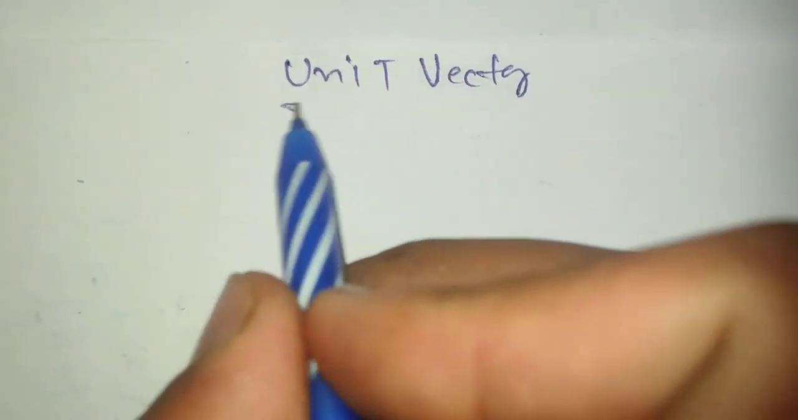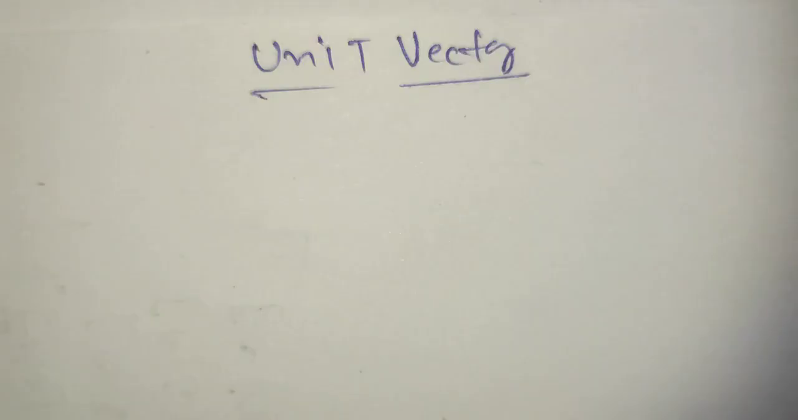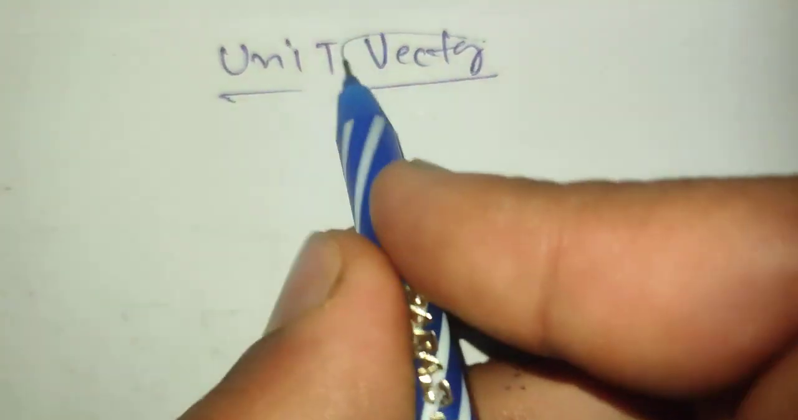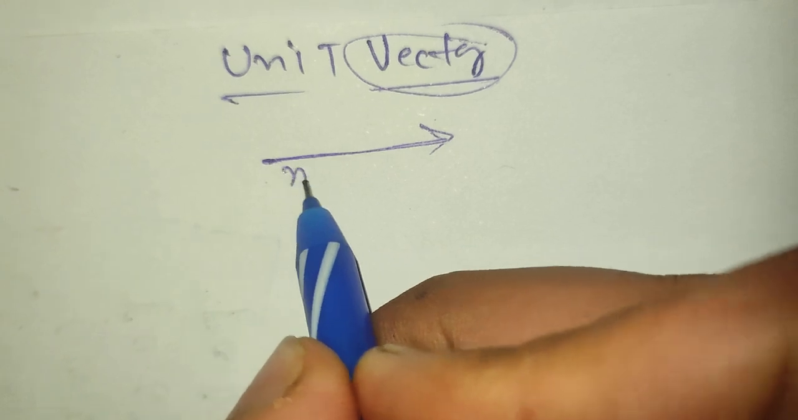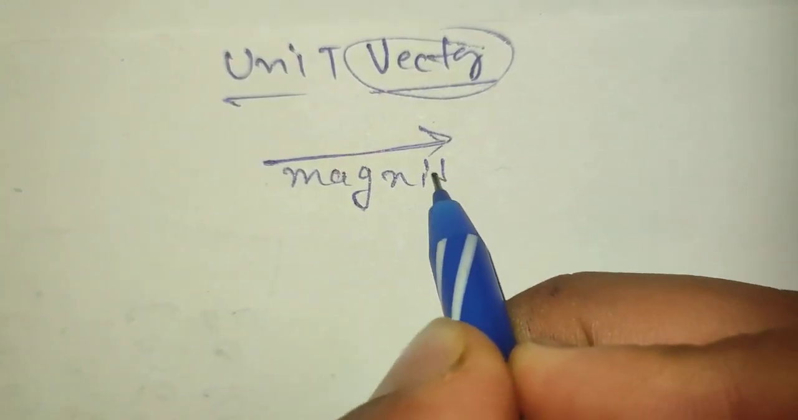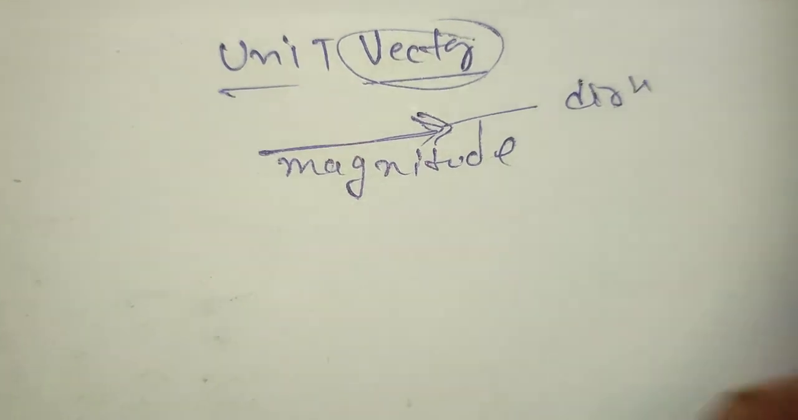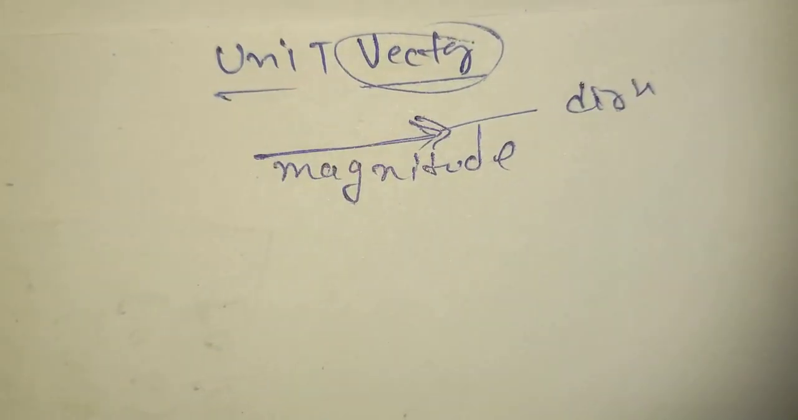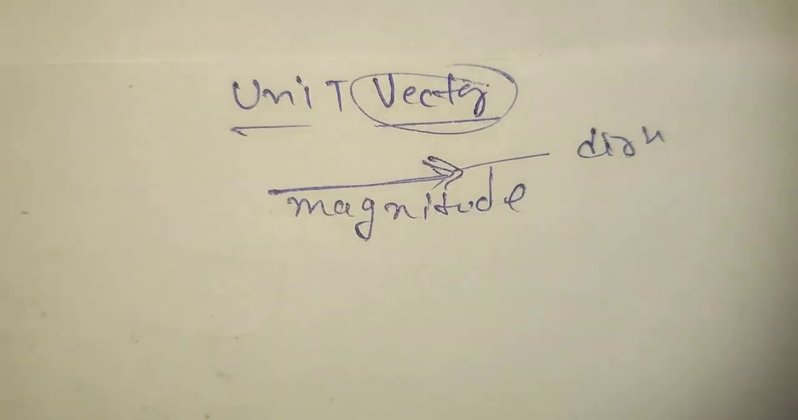Now we talk about a unit vector. It is a very interesting topic and a very useful vector. When we talk about a vector, it means something which has a magnitude, and this is called the direction. Anything which has direction as well as magnitude is called a vector.